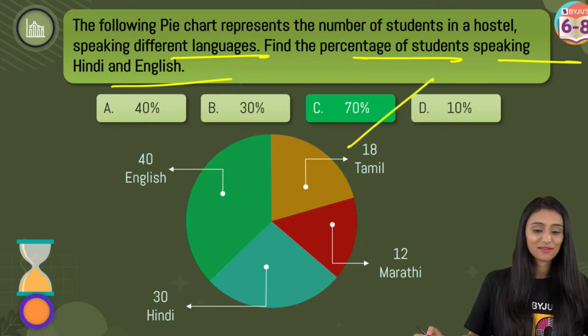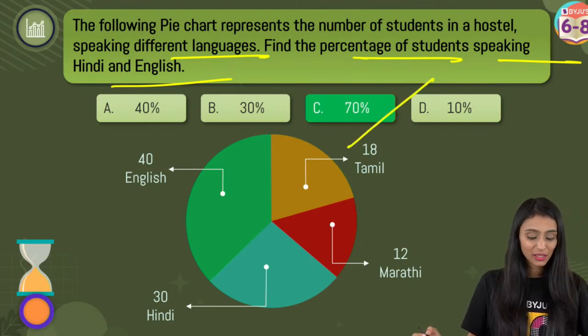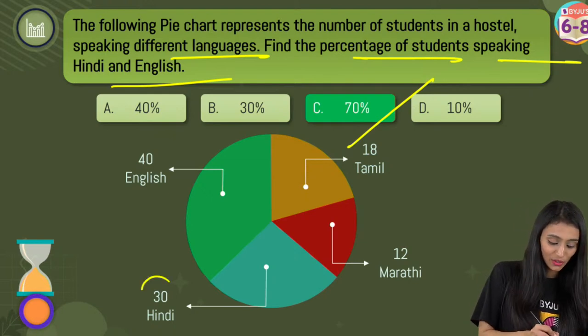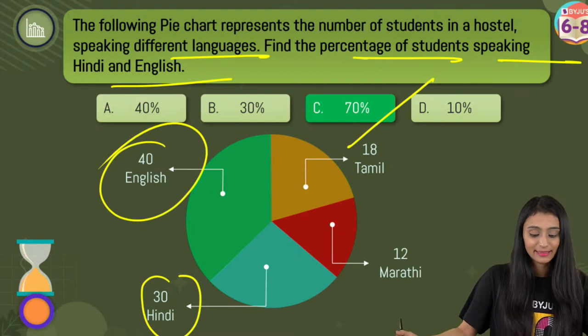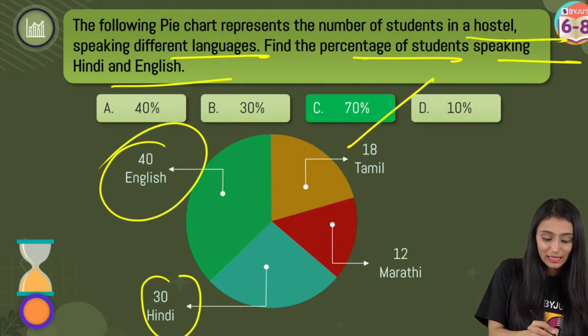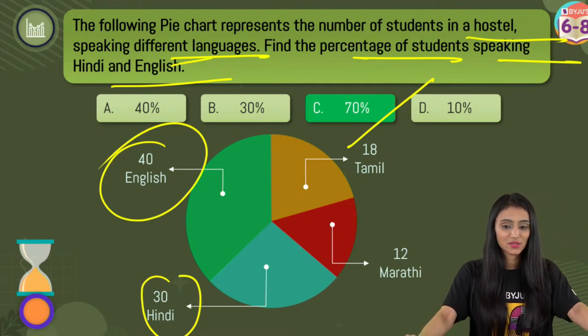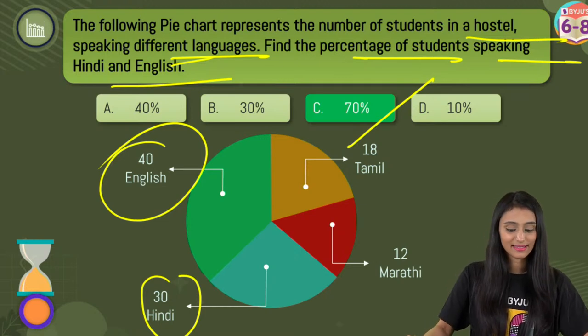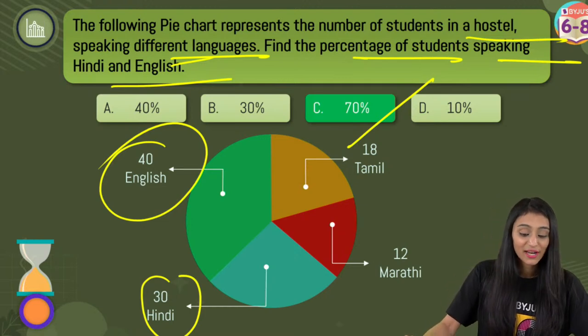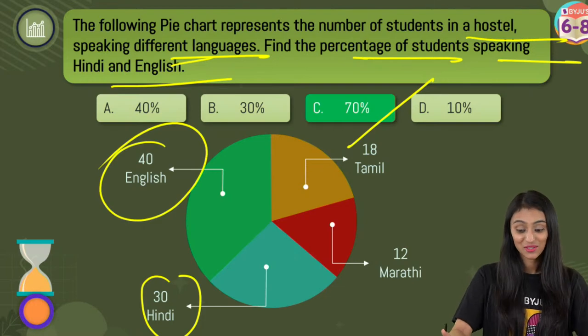Yes, you all are right. That's 70%. I hope you all know how to calculate this. Speaking Hindi and English, Hindi over here is 30, English is 40, right? So, it shows the number of students in different languages. Yes, I hope everybody has understood this. You tried and then answered. That's great. All right, so that was the last question of today's session, by the way.